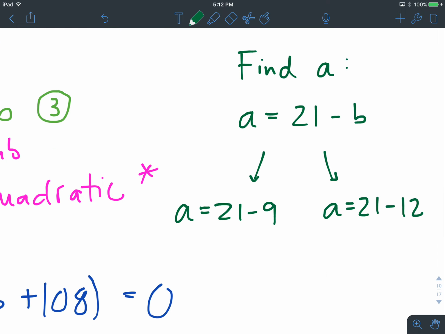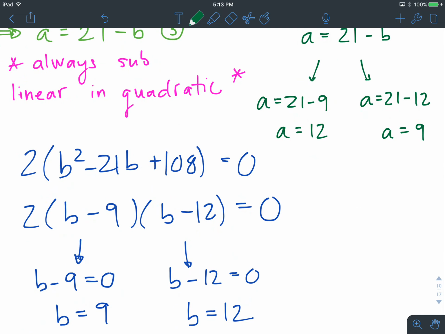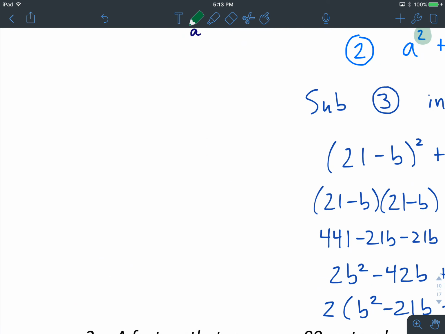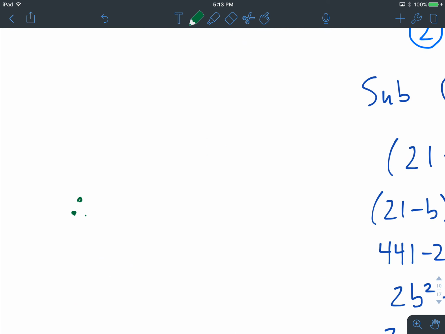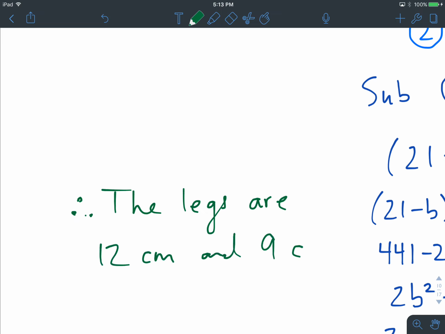What's interesting is that once you do this math, you realize that a will equal 12 or 9 respectively, which are matches for our values; each value is equal to the other. So when you're using b equal to 9, it spits out a 12. When you're using b equal to 12, it's spitting out a 9. So those are our answers. And we're going to write our therefore statement in this really nice wide open area over here. Therefore, the legs are 12 centimeters and 9 centimeters.